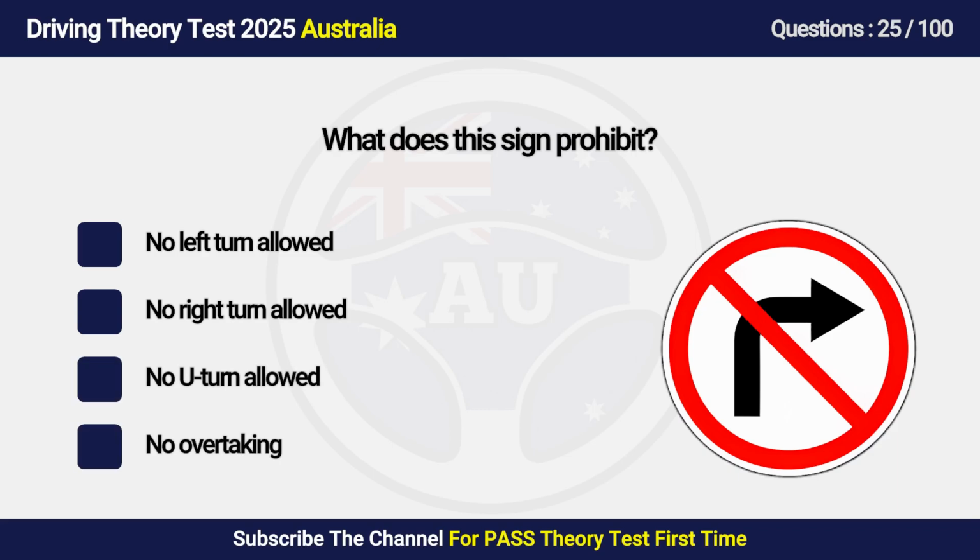What does this sign prohibit? A. No left turn allowed. B. No right turn allowed. C. No U-turn allowed. D. No overtaking.